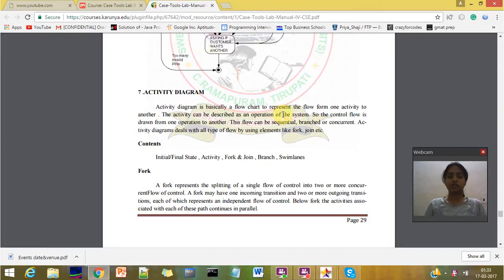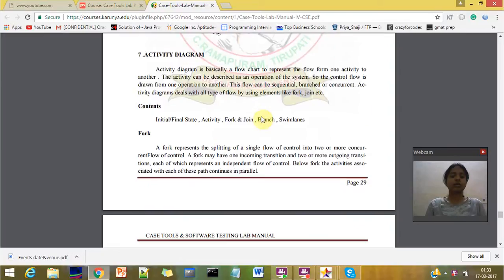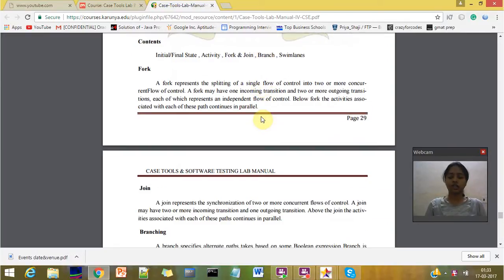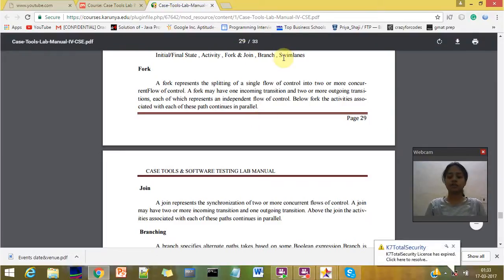Now the decisions that I was talking about in my previous video of state chart diagram can be inferred from this video, in which I'll be using the decisions and the fork system calls, which combines and dissects from a fork. Now the contents are the initial and the final state as usual: activity, fork and join, branch and swim lanes. Now activity diagrams can be drawn by two concepts, with swim lanes and without swim lane. This video is regarding without swim lane.